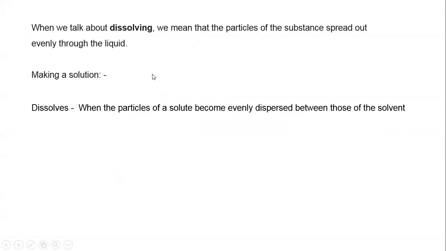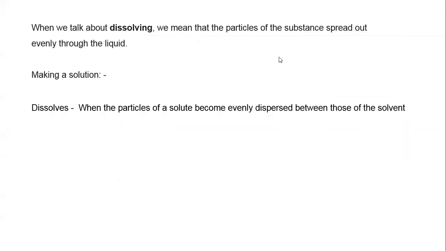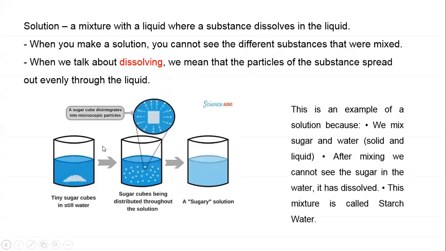Now, what do we need to make a solution? You can write it in the chat. I did tell you in the previous slide what are the things that you need to make a solution. Okay, I see some children, very good, Sharika. You need a solute and a solvent. That's excellent.